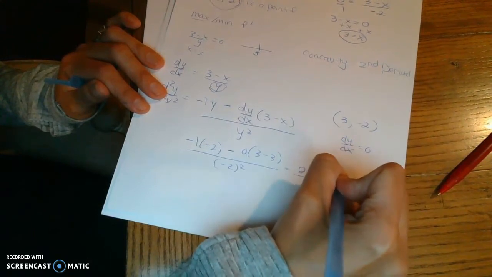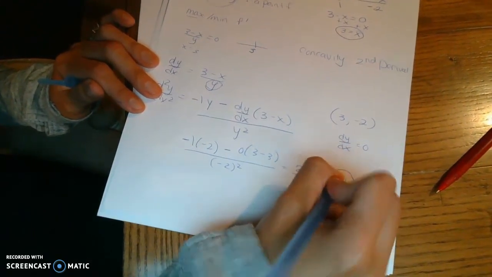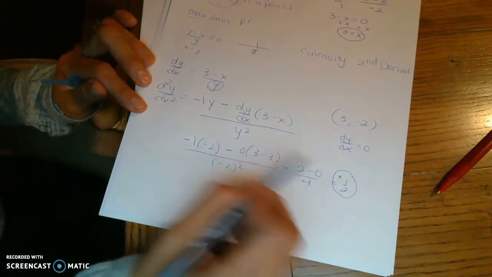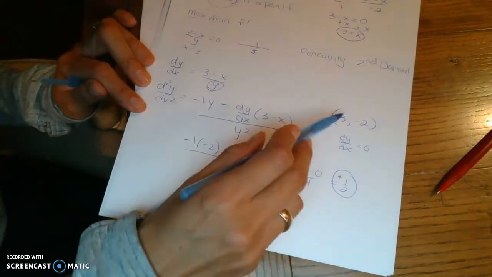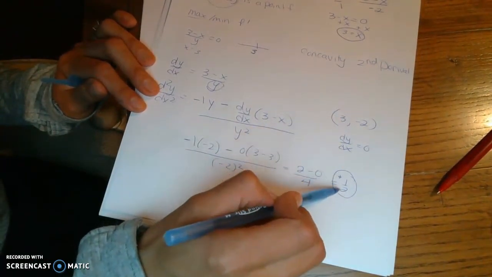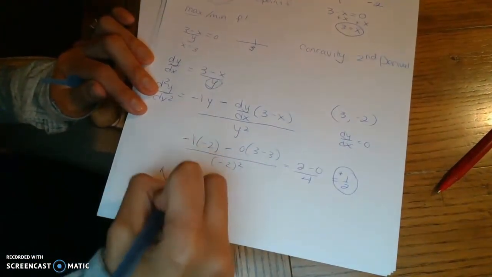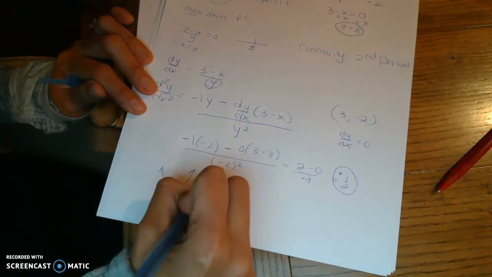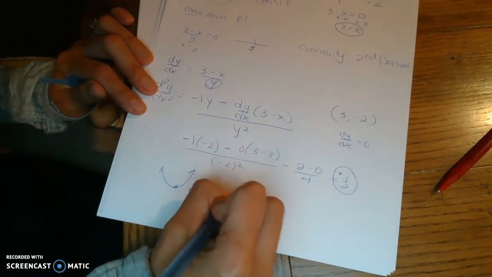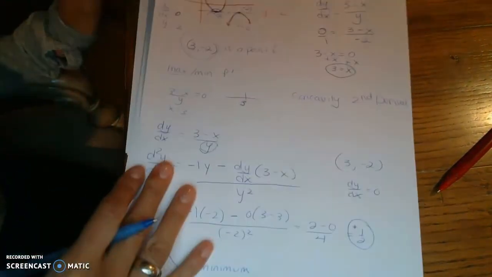And when I do this math, I just get 2 minus 0 over 4, which is equal to 1/2. And I'm not really concerned about the value as much as I'm concerned about the sign. The sign's positive. The second derivative is positive at that point. Therefore, if it's positive, it's concave up, and that point is now a minimum. I can say with confidence that that's a minimum.